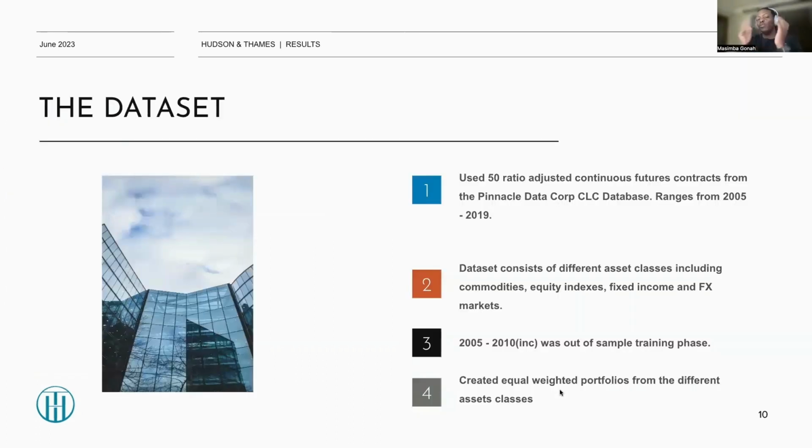And then more of the experiment. Now, let's look at the data set. Now, they used 50 adjusted continuous futures contracts, ranging from 2005 to 2019. And the way they did it is that from 2005 to 2010, they used that as a training data set. So this was out of sample. And then from 2011 to 2019, this was in sample. So this was used as a validation set.